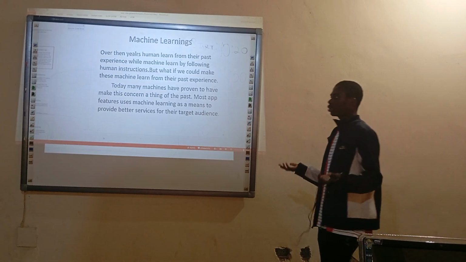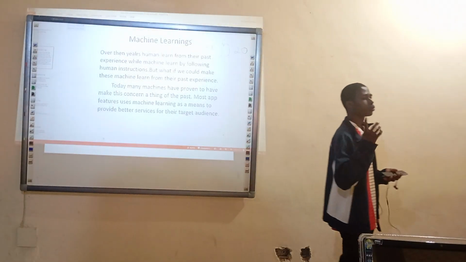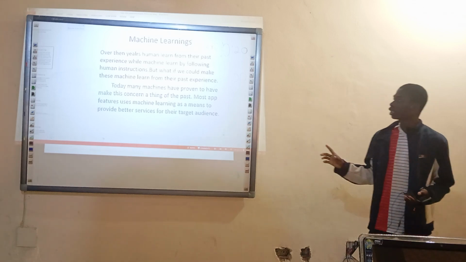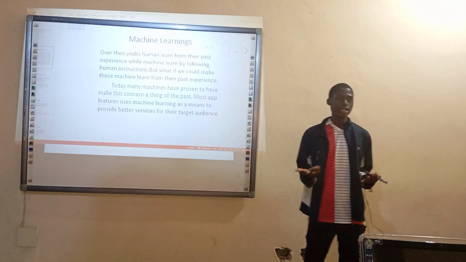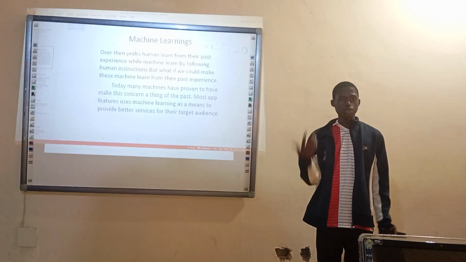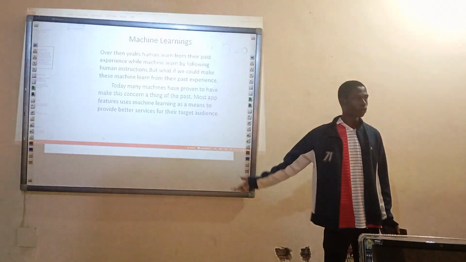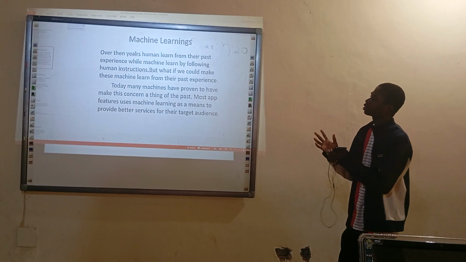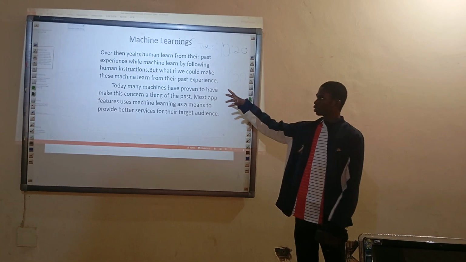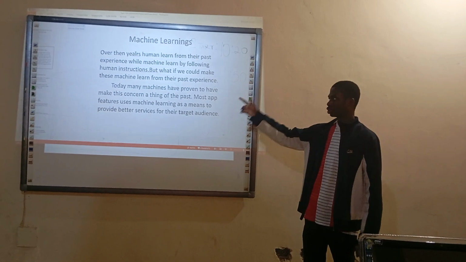But later on, we started understanding that we can find a way to actually make these machines learn just like us. Just like the way I learn from my past experience, and you learn from your past experience, that's how these machines could also learn from their own past experience. Making this possible is what we refer to as machine learning.